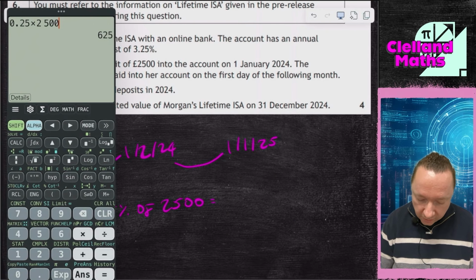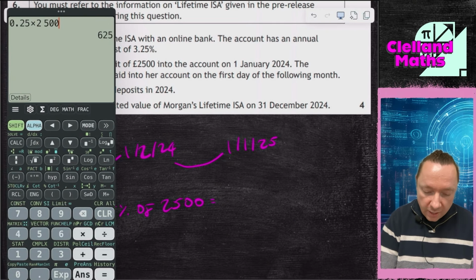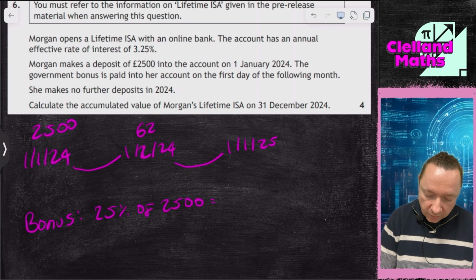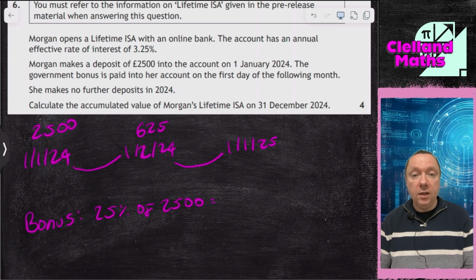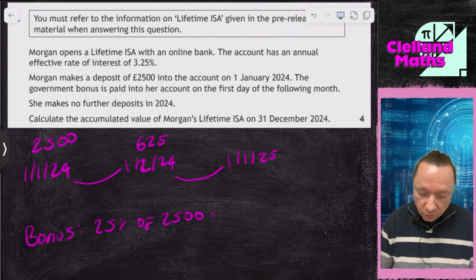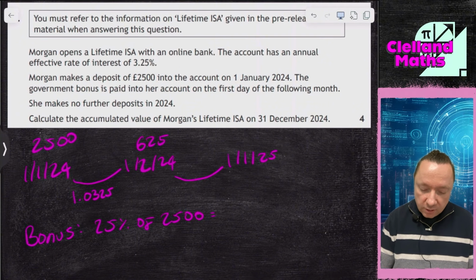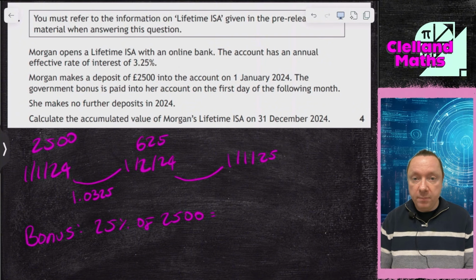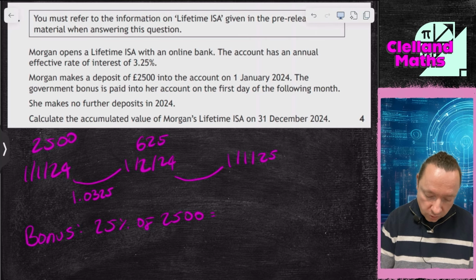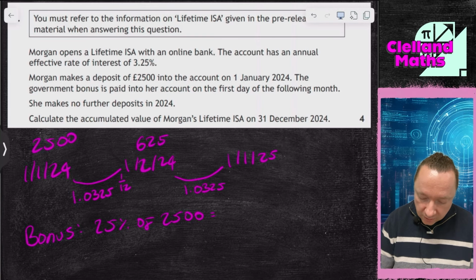So 0.25 times 2,500 is 625. So I'm putting in 625 there. So now I just need to work out my interest. 3.25%, so 1.0325, that is 100 plus 3.25 divided by 100. And I want it for 1 month for that time period. But that's out of a year, so it's out of 12 months and I want 1 month. And this one's still 1.0325, but is now 11 months out of 12 months.